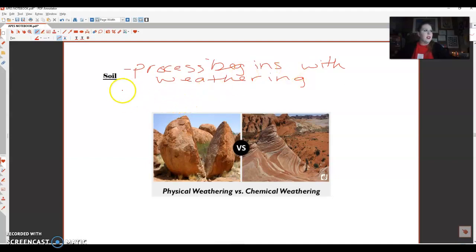So basically what happens is rocks have to be broken down. That is where soil comes from, broken down rocks. So how do rocks get broken down? And obviously it's not going to be a very quick process. It's going to take a while. So we know that rocks are exposed to air, okay, water, chemicals, that degrade rock.